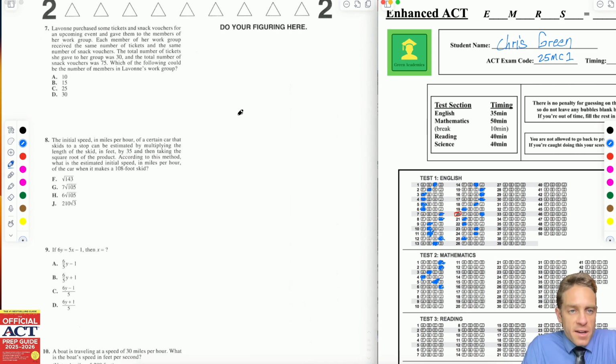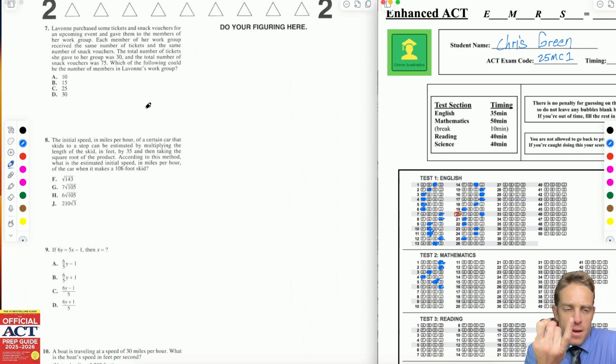Lavon purchased some tickets and snack vouchers for an upcoming event and gave them to the members of her work group. Each member of her work group received the same number of tickets and the same number of snack vouchers. Okay? The total number of tickets she gave to her group was 30, and the total number of snack vouchers was 75. Which of the following could be the number of members in Lavon's group?